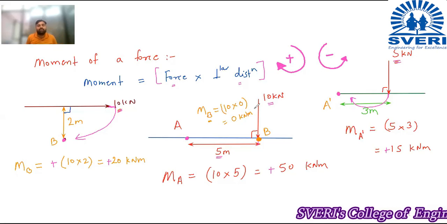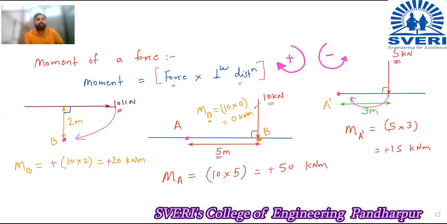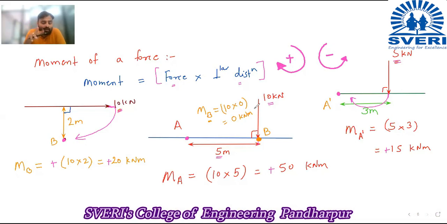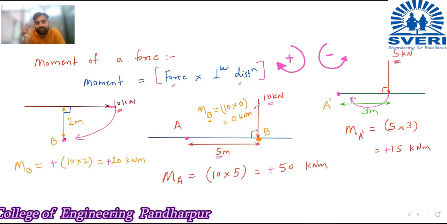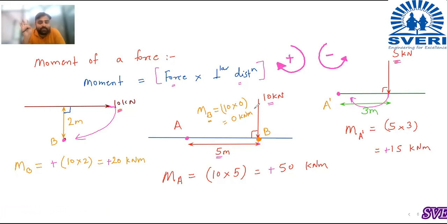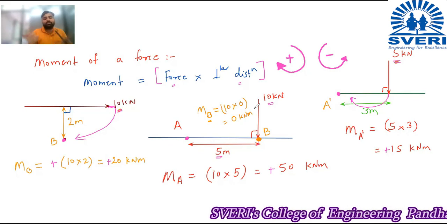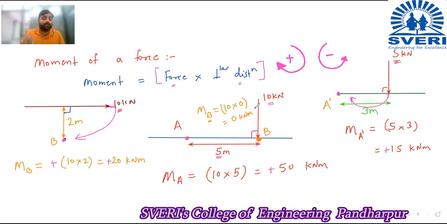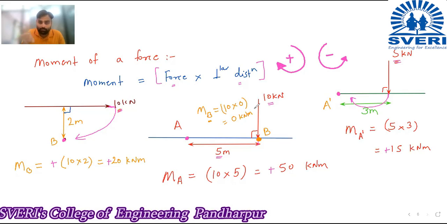In the next lecture we will go for the couple. Couple means two equal, unlike parallel forces acting on the body, which are separated by a small distance. That is called a couple, and that is what we are going to study in engineering mechanics. So in the next lecture we will take that. I hope this concept of moment is clear to you, because this is a very important concept. You should see it at home also today and refer to everything.